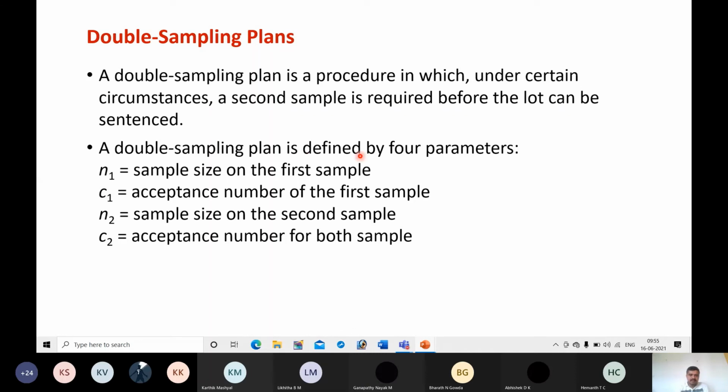A double sampling plan is defined by 4 parameters: N1, C1, N2, C2. Whereas in the case of a single sampling plan, if there is a lot of size capital N, you have only small n and C. But here you have N1, N2, C1, C2. N1 is the sample size of the first sample. C1 is the acceptance number of the first sample. N2 is the sample size of the second sample. C2 is the acceptance number for both samples.